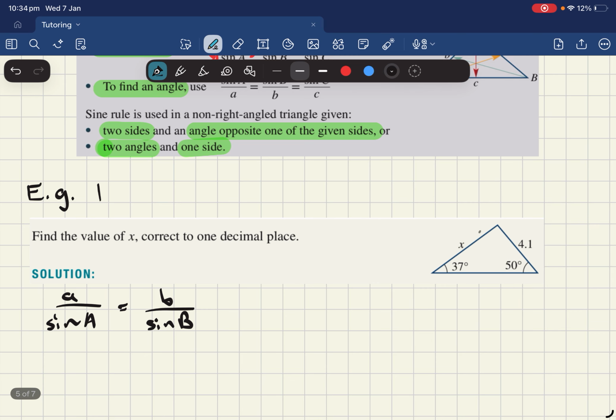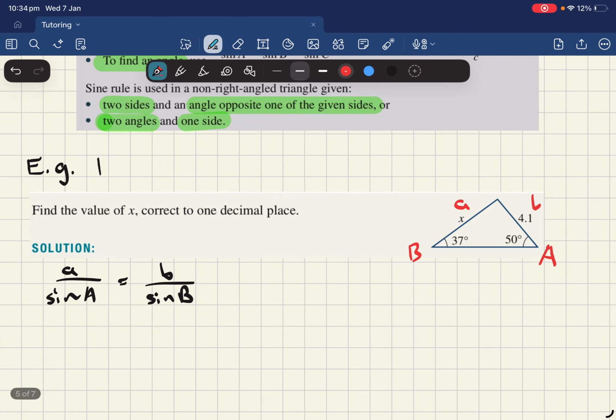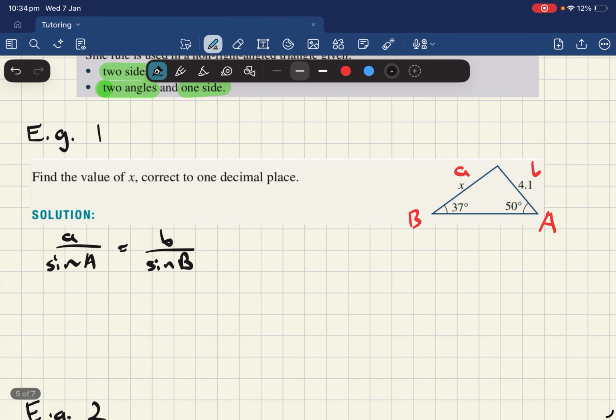Now, I can label these whichever I want, it doesn't matter, but let's call x my A. That means that angle 50 is going to be my angle A. 4.1 is B, so that means angle 37 is my angle B. So I can substitute these into my formula now. So I know that x over the sine of 50 degrees equals 4.1 over the sine of 37.